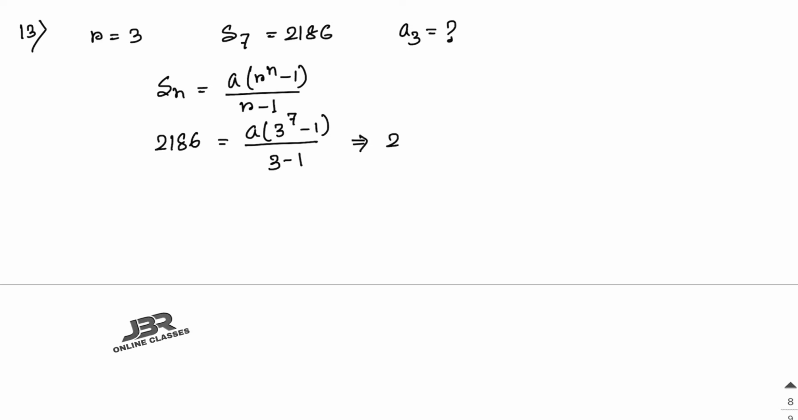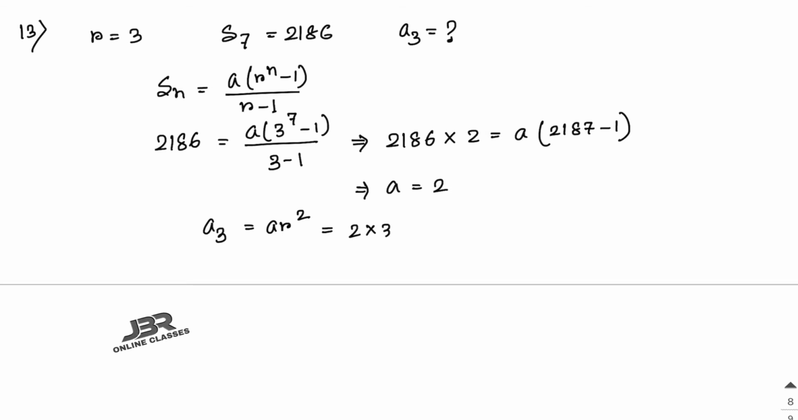So that implies 2186 into 2 equal to a into (2187 - 1). So finally here a equal to 2. So as here a equal to 2, a3 means a r square. So 2 into 3 square, that means here 18 as your answer.